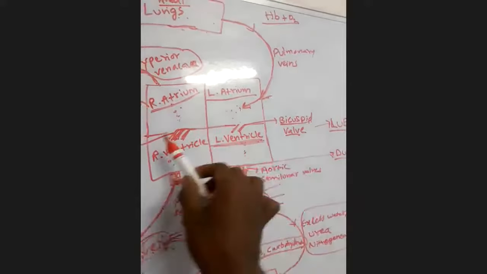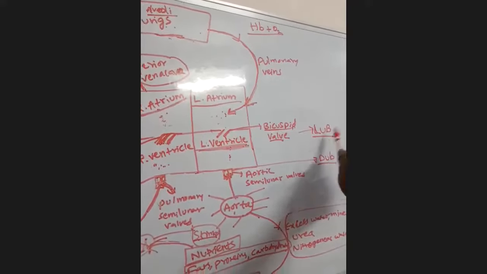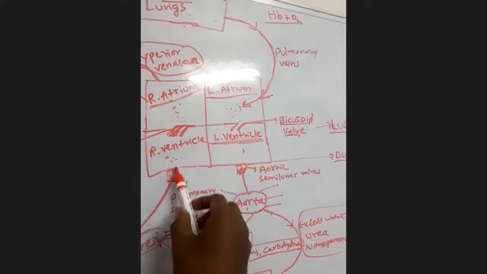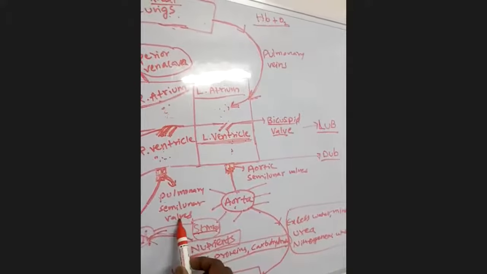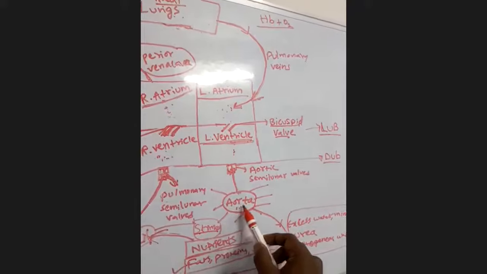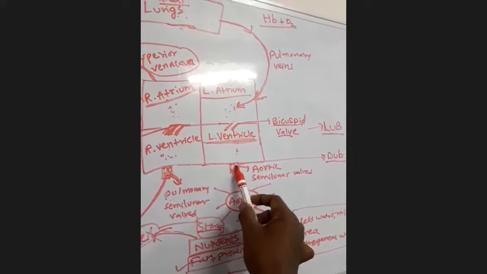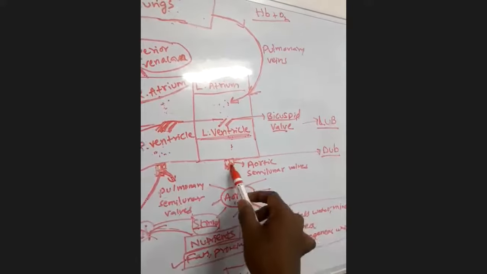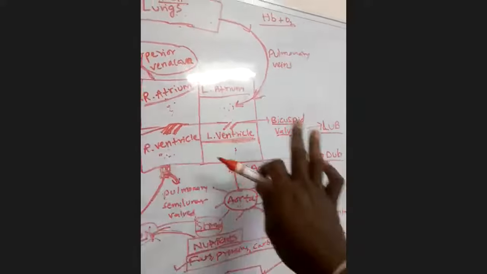When the tricuspid valve and bicuspid valve are closed, you will get a sound. That sound is lub, right? And then the blood from the left ventricle will move to the aorta. Here you have the aortic semilunar valves, and in the pulmonary arteries the pulmonary semilunar valves. When these pulmonary and aortic semilunar valves are closed, you'll get one more sound. That sound is called dub, right?